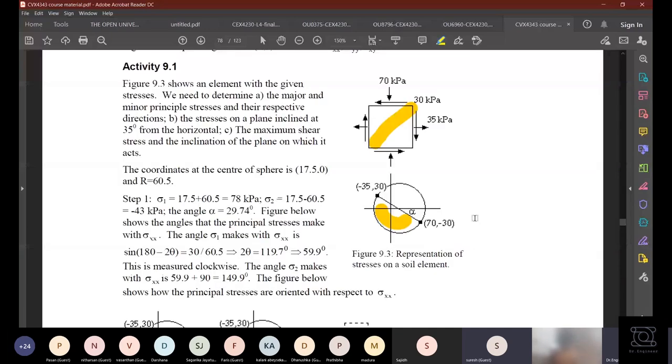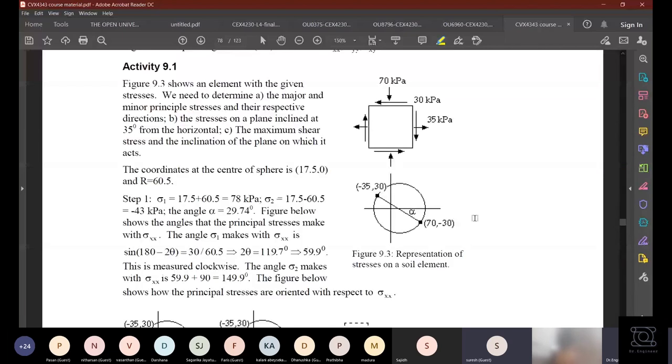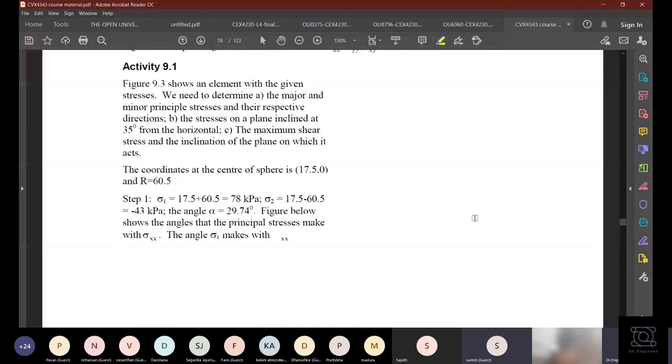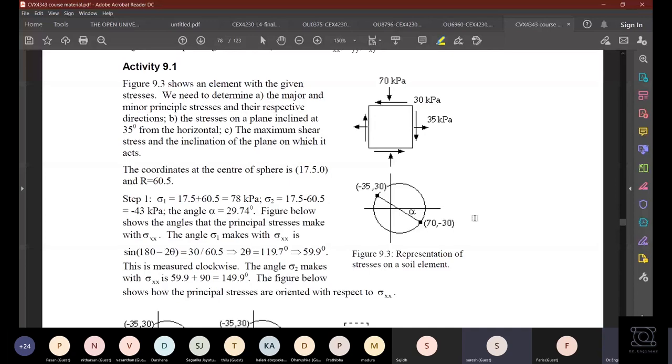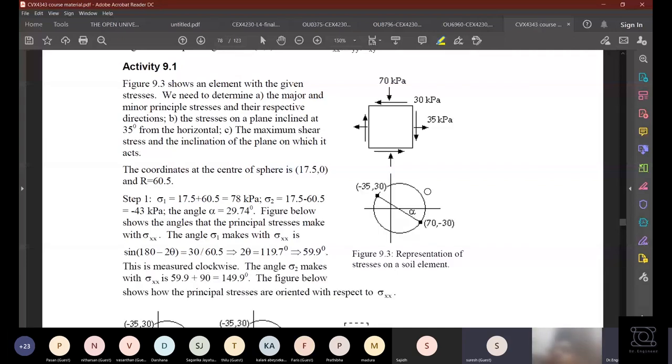I think what sir has done is, as per our traditional way from strength of materials, we used to rotate it in the direction by 2 times. So if it is 35, we rotate it by 70, and we find that point and find the stresses. So this 2 theta is the angle between that particular plane and our horizontal.